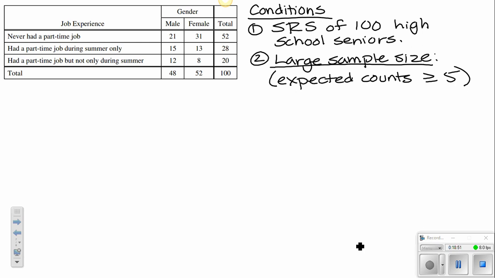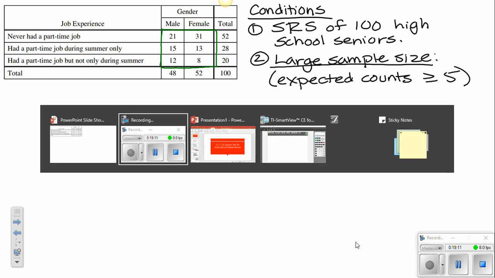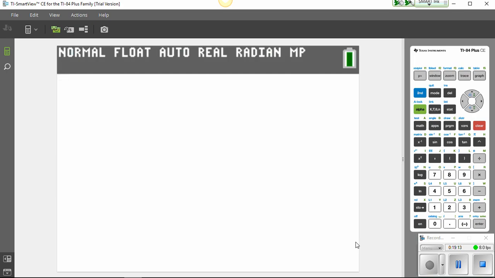I kept this table up there because in your calculator you need to go to the matrix menu and plug in just the inner part. So the inner part here is going to be this data. Remember that we do not use the totals when we use our calculator, we only use the inner parts of that. So go ahead and grab your calculator and I'm going to switch over to my calculator now. I'm going to show you how to type this data in.